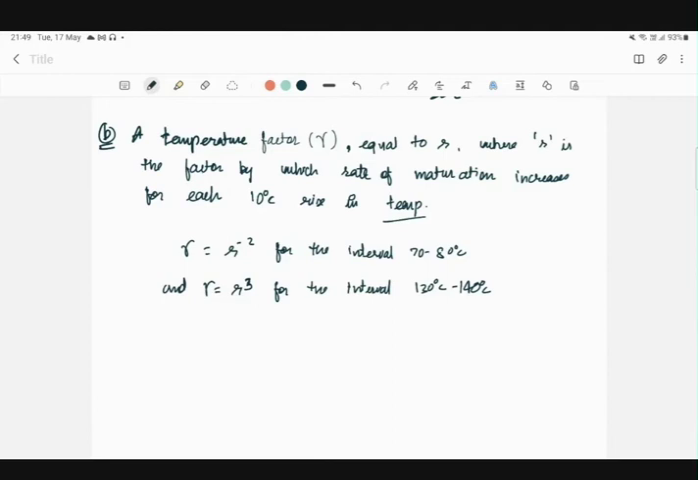Hello, sir. Sir, the first one is R to the power -2 or -3? For the first one, gamma is equal to R to the power -2, and for the second one, gamma is equal to R to the power 3.